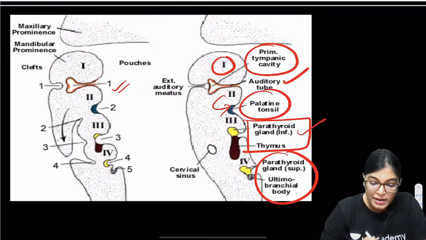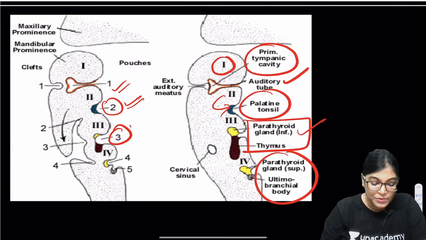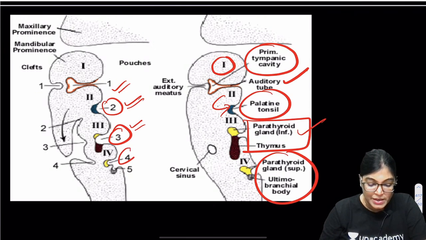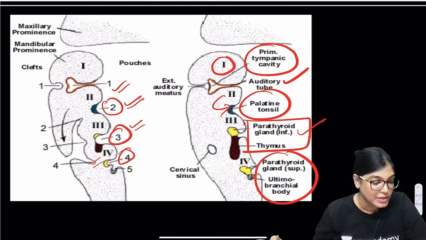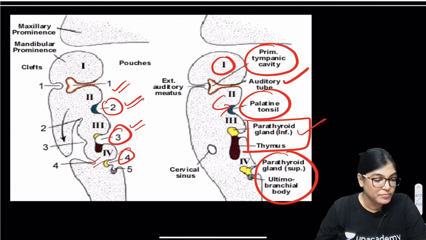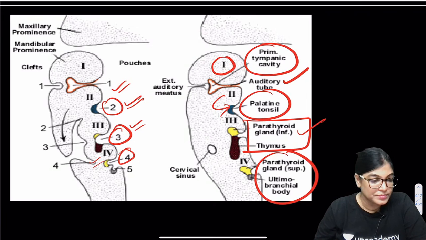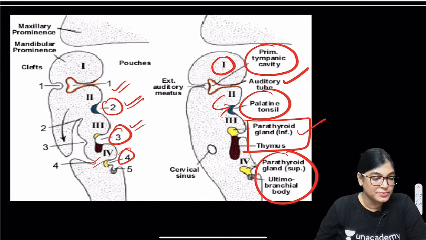First se kya hota hai? Tympanic cavity and auditory tube. Second se kya hota hai? Palatine tonsil. Third se kya hota hai? Inferior parathyroid gland and thymus. And fourth se kya hota hai? Superior parathyroid gland. Is it okay, everyone? Is it okay? Got it?